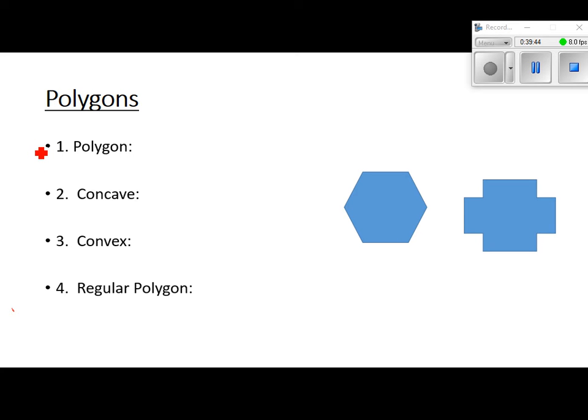Polygon, we already gave the definition, right? So we don't gotta write down the polygons. Not really, if you wrote down that other stuff you just did.